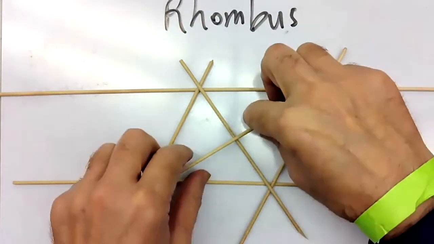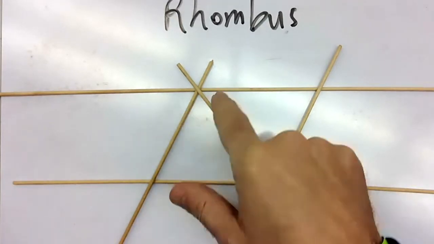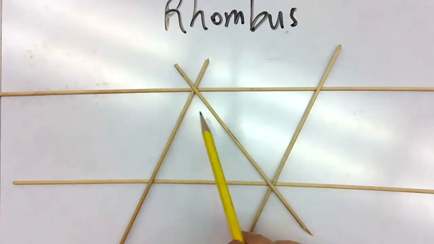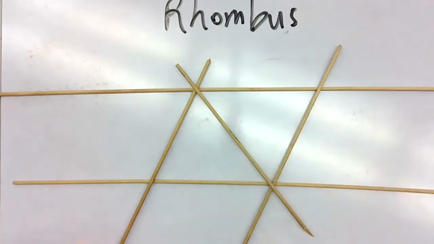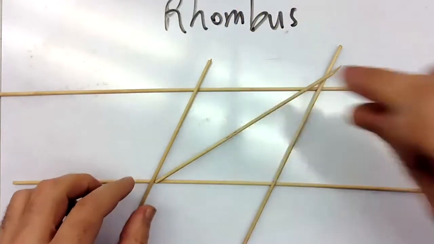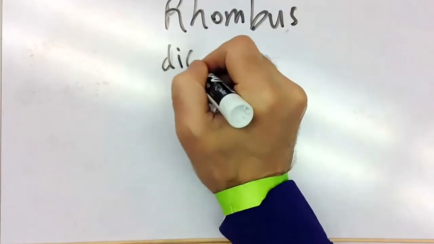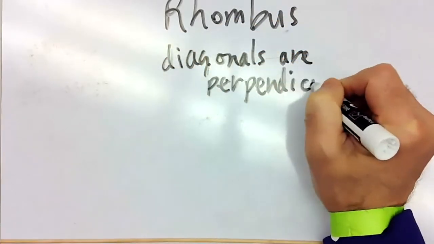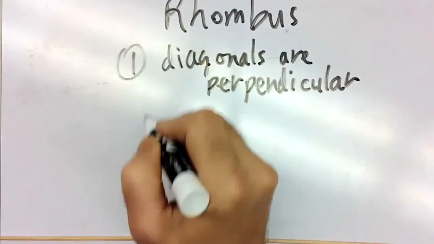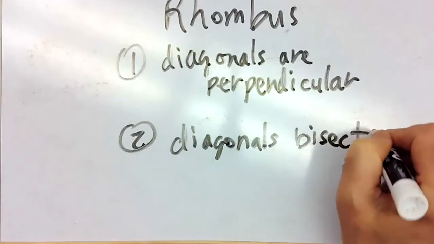The second special property of rhombuses is that the diagonals bisect the angles. So this angle here is congruent to that angle there, right? This diagonal cuts that angle in half, it cuts this angle in half. We call that bisecting. So the diagonal bisects those angles. Of course, this diagonal bisects these angles. In addition to all the other properties of a parallelogram, the diagonals are perpendicular, and the diagonals bisect opposite angles.